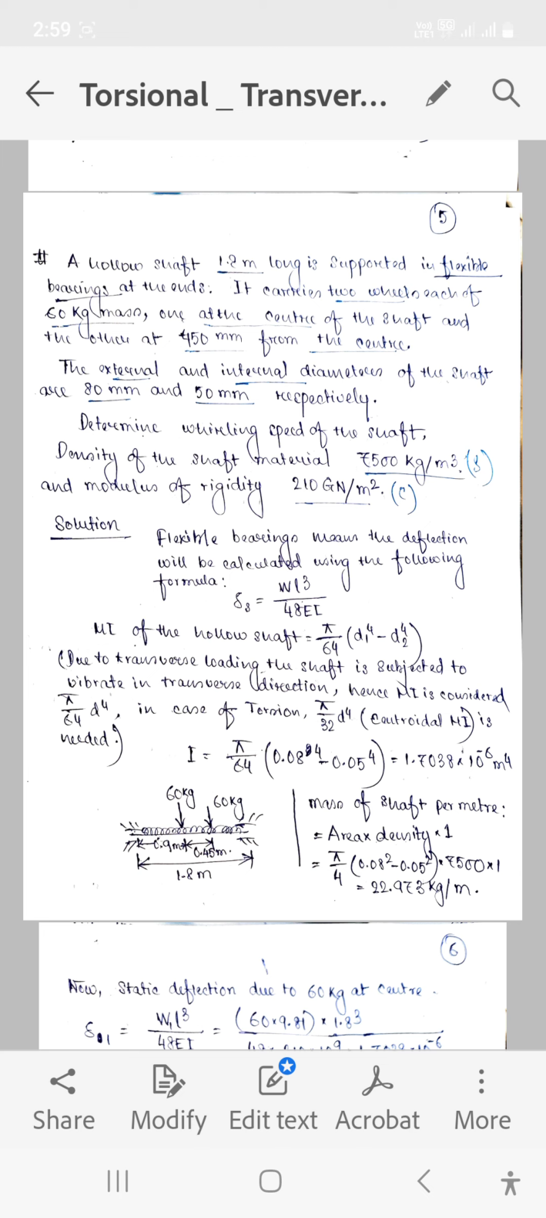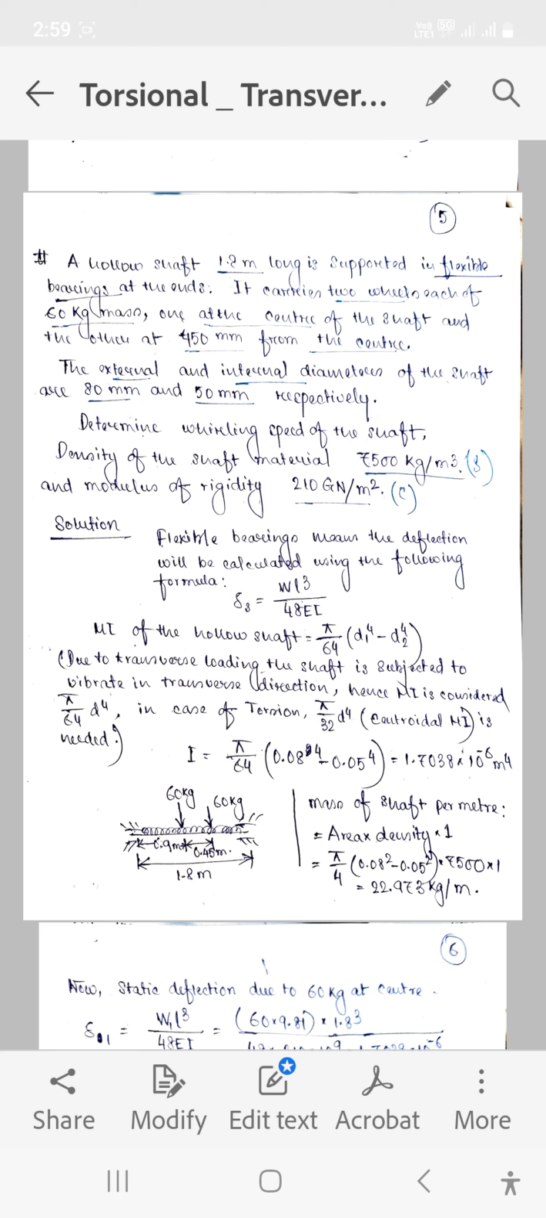The external and internal diameters of the shaft are 80 mm and 50 mm respectively, so it is a hollow shaft. Determine the whirling speed of the shaft. That is the frequency, not exactly, the whirling speed, so you have to convert that frequency into speed. The density of the material is 7500 kg per meter cube. From the external and internal diameters and the length, you need to find the volume and multiply it with the density, and you will get the weight.